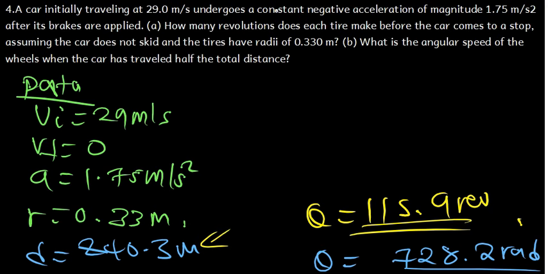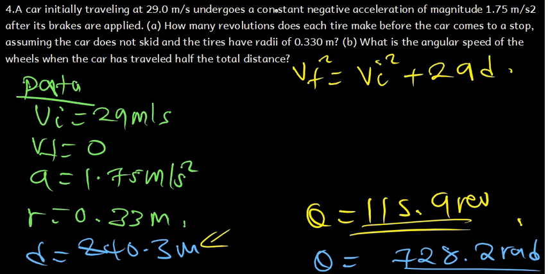Then after that, I can say the final velocity squared, because we don't have time, is equal to the initial speed squared plus 2ad. Now the distance, this is the distance which we're talking about. If this distance is half of this distance, then if I find the velocity, that is going to be the final velocity. That velocity, I'm going to use the relationship to find the angular velocity because I have the radius.